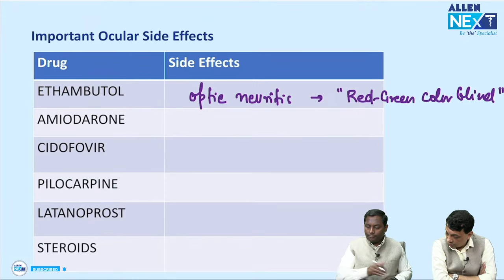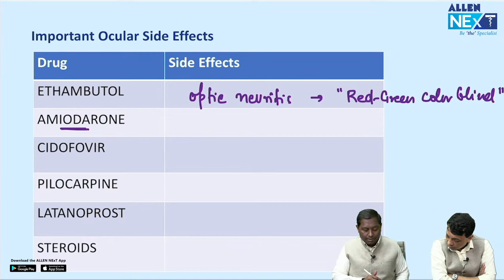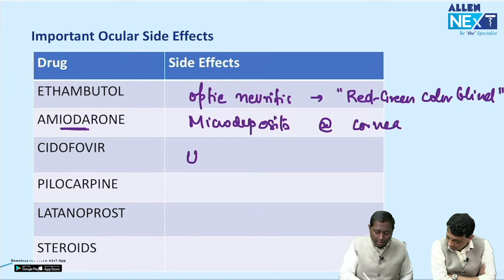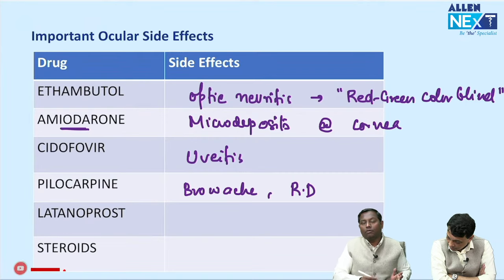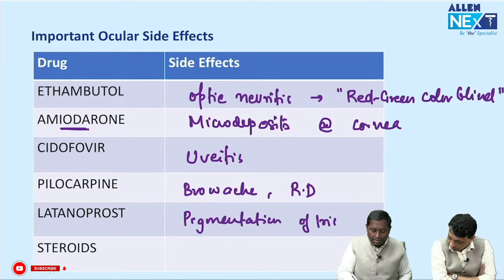Yeah. We have amiodarone here. This amiodarone is one of the anti-arrhythmic drugs, a class 3 anti-arrhythmic drug. And what kind of side effect can it cause? It can lead to corneal microdeposits, microdeposits at the cornea. Cidofovir can lead to uveitis. Pilocarpine is associated with brow ache because of ciliary muscle spasm, and it can also lead to retinal detachment. Latanoprost, I think I have already discussed with all of you, a PGF2 alpha analog, causes pigmentation of the iris or heterochromia, hyperchromia iridis, and all the other things we have already discussed.